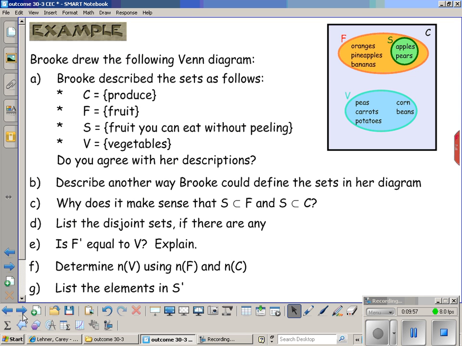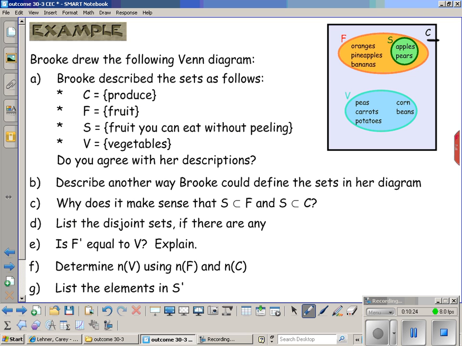Do you agree with her description? Do you agree that they all fit? Is everything that's listed in this rectangle, in this Venn diagram, all produce? Because that's what she's saying C is, produce. And because C is written up in the little corner here, out of the way, with no circle around it, we're saying that's the universal set. So if we look through everything, yes, they're all produce.